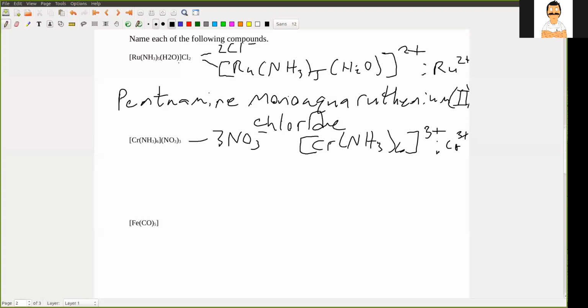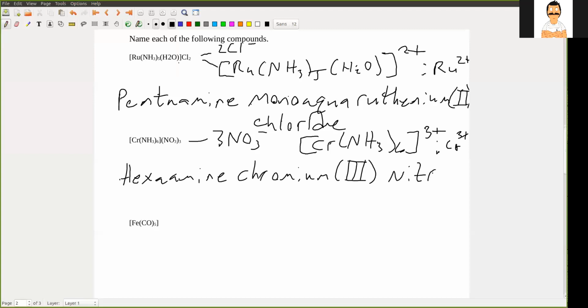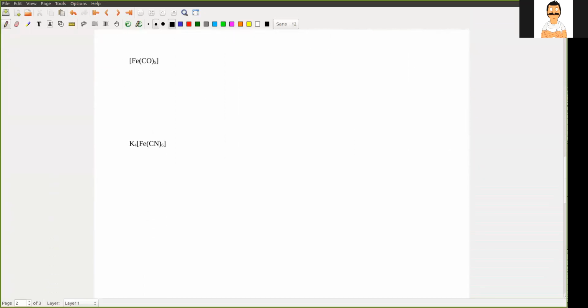Okay, so now we just have to name the compound again: cation, then anion. And we don't have to worry about alphabetical order because there's only one type of ligand. You name the ligand and then the metal. So in this case, it would be hexaamine chromium 3 nitrate. And that should be a lowercase n. All right, let's go to the next one.